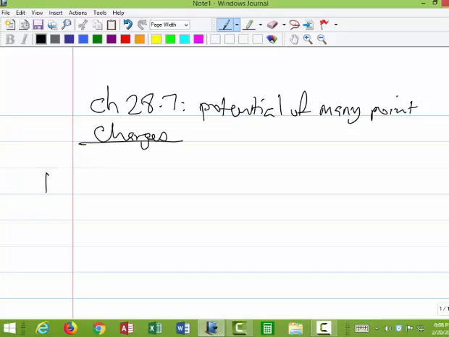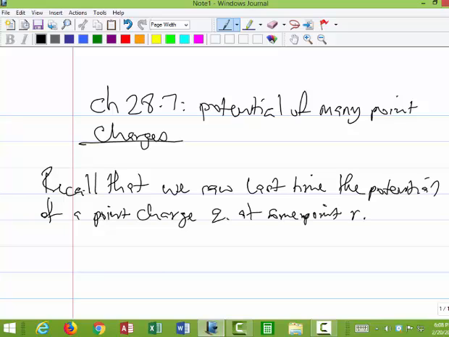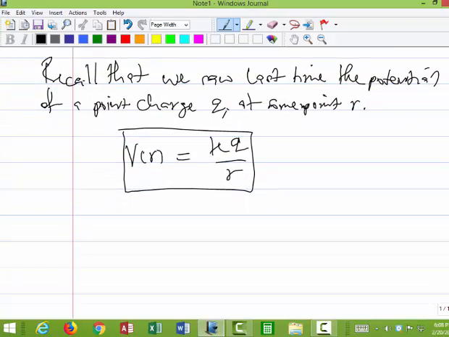Okay, so I'll just remind you of what we had. We saw last time the potential of a point charge, let's say Q, at some point R. So we can say that the potential V at R is equal to KQ over R. That's the basic formula.